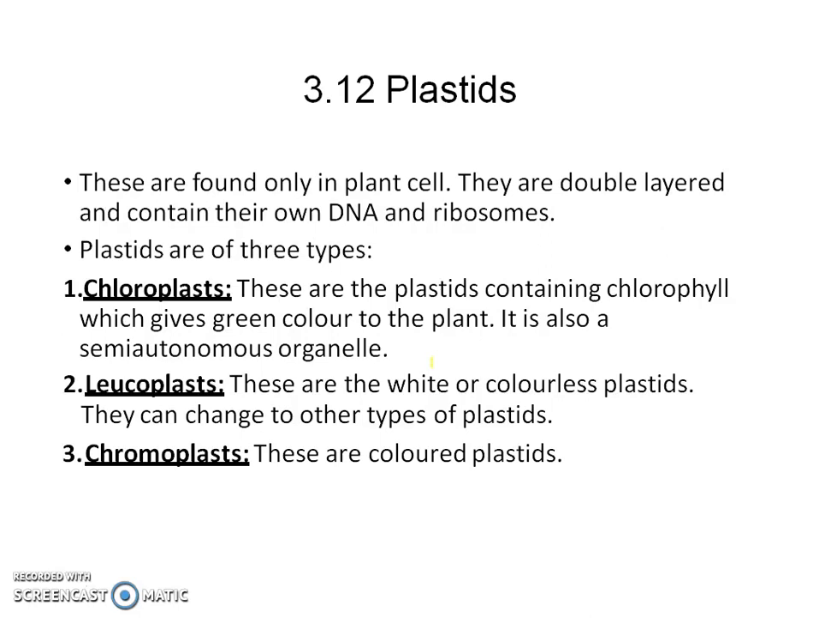So leucoplasts are the white colored or colorless plastids. You must have seen white flowers, white roots, like the radish, which is white in color. Then chromoplasts, colored plastids. The petals are red in color. The carrot is orange in color. So these types of colors are due to the presence of chromoplasts in them.